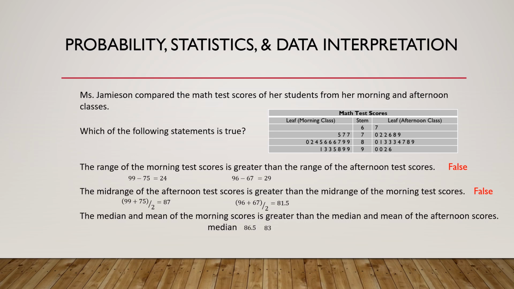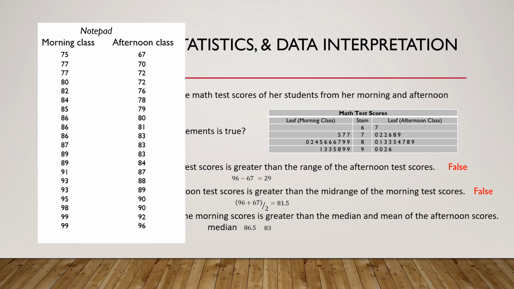To arrive at the mean, we add up all the data values and divide by the number of data points. In the morning class, the sum of all the entries is 1,751.